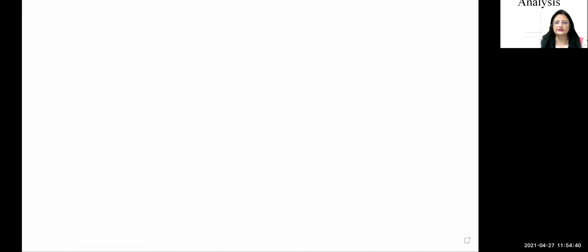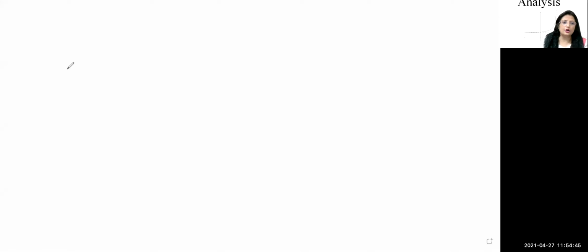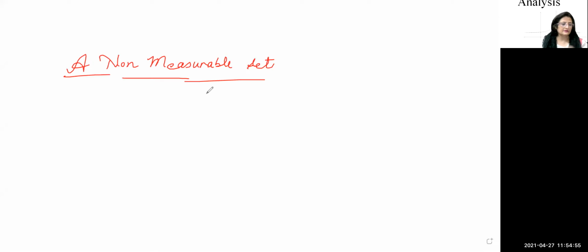So today we will start a non-measurable set. Non-measurable set. So before coming to the non-measurability, we have to define some of the definitions.